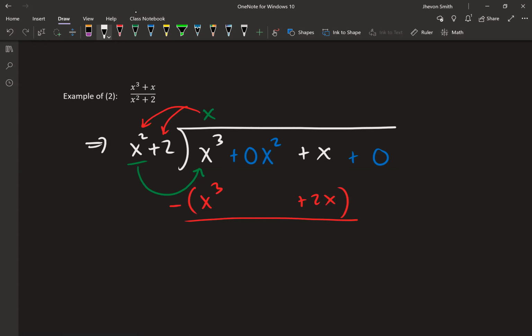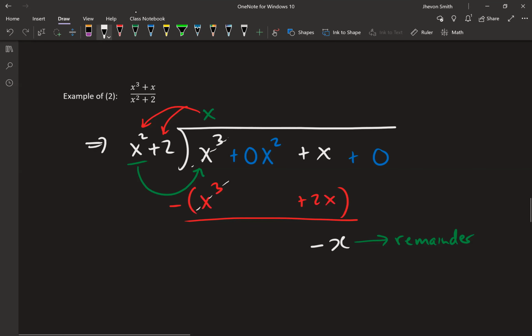Now notice that the x cubed minus the x cubed goes away. Here you're going to have x minus 2x, so this is minus x. And then you repeat the process. X squared into x, you notice that you can't. So this here ends up being the remainder.